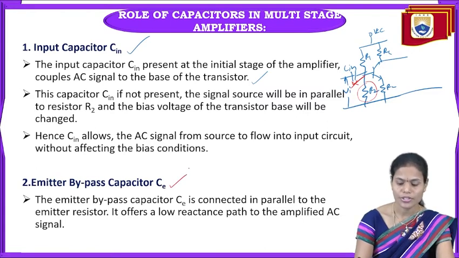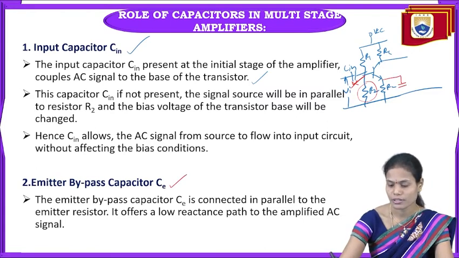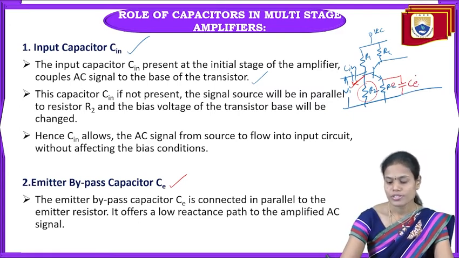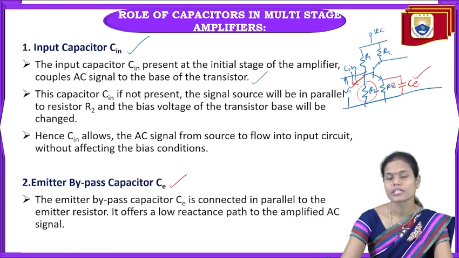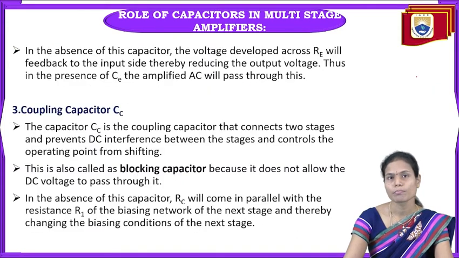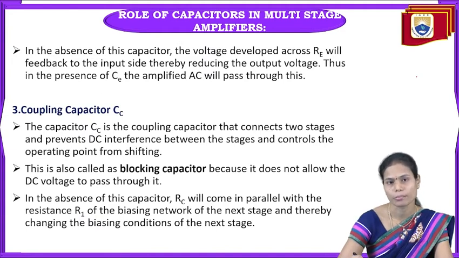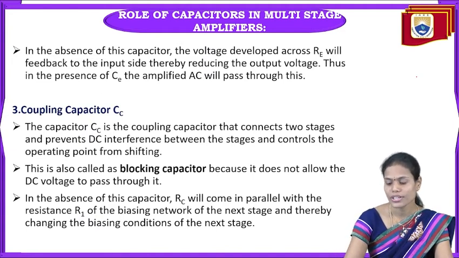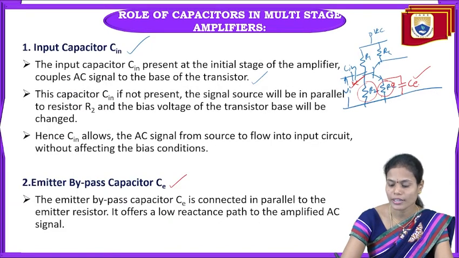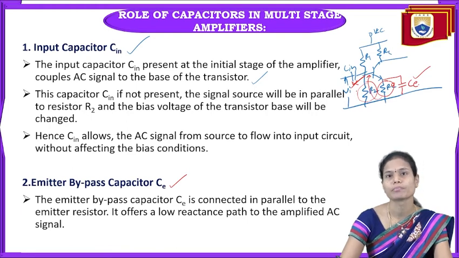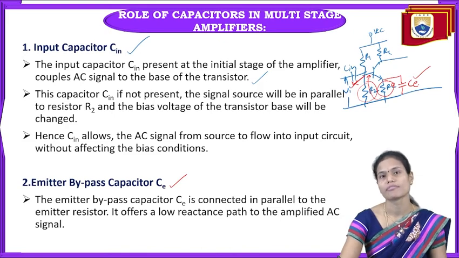And the next one is the emitter bypass capacitor, which is present in parallel with the emitter resistor. What is the purpose of this capacitor? It will provide a low reactance path, that is, a low resistance path, to the amplified AC signal. Suppose this CE capacitor is not present. If you remove it, the voltage developed across the resistor RE will again be fed back to the input circuit, that is, back to the base of the first stage.